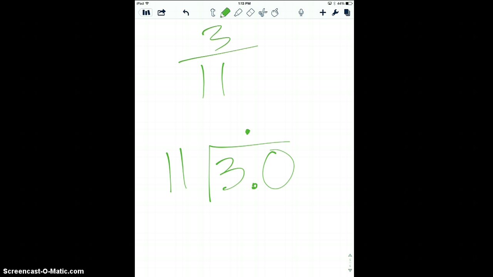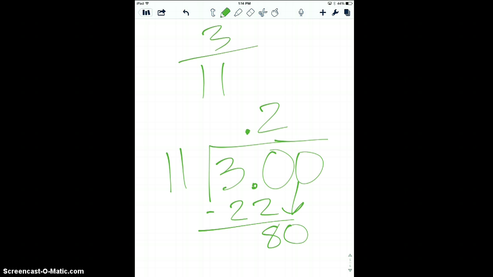11 goes into 30. Let's see. 3 times? Too much. So 2. 22. I am left with, I can do that in my head. 30 minus 22 would be 8. Drop down the 0 once I've annexed it. 11 goes into 80. I like 11s. 7 times. 77. I am left with 3.